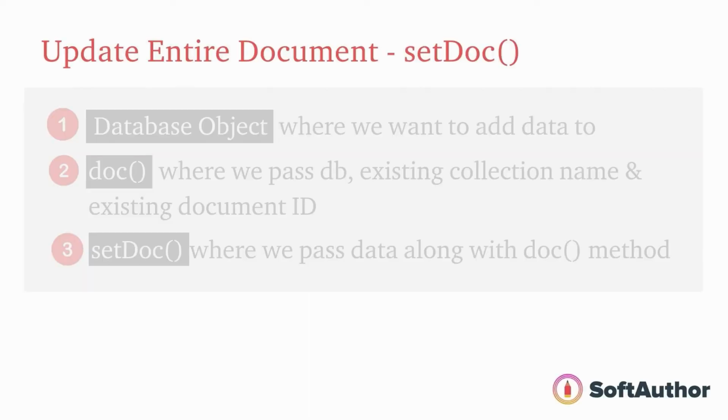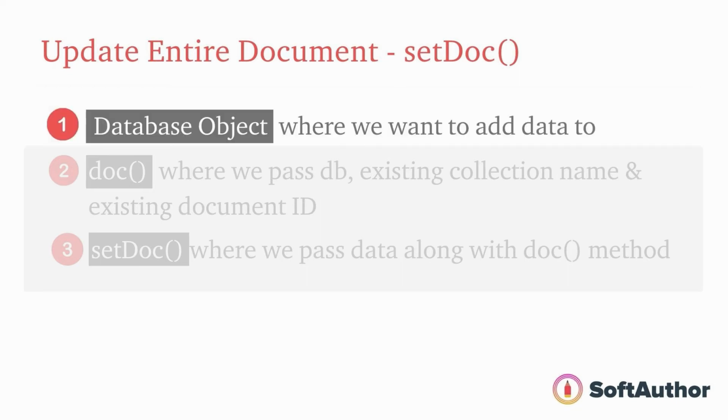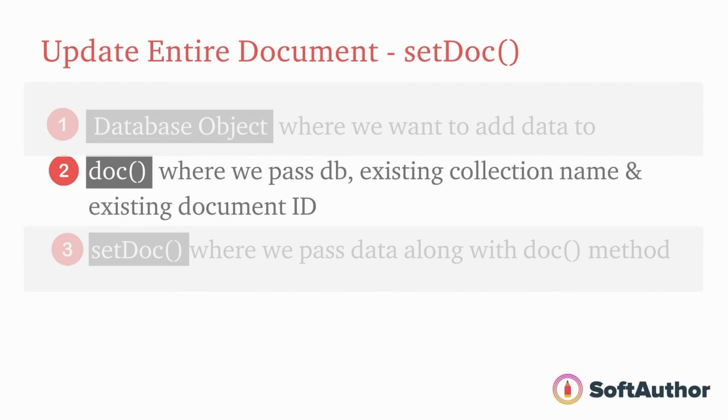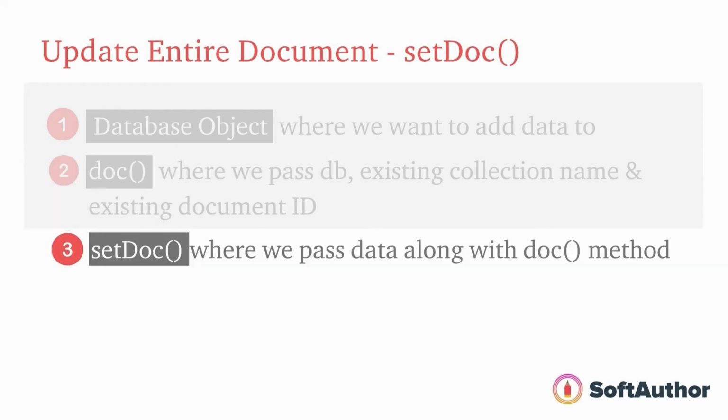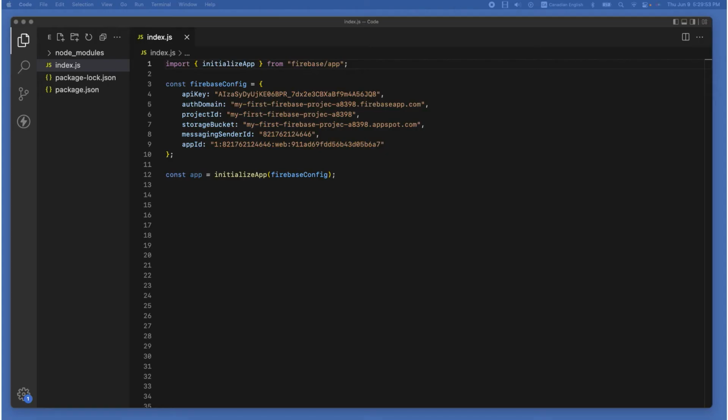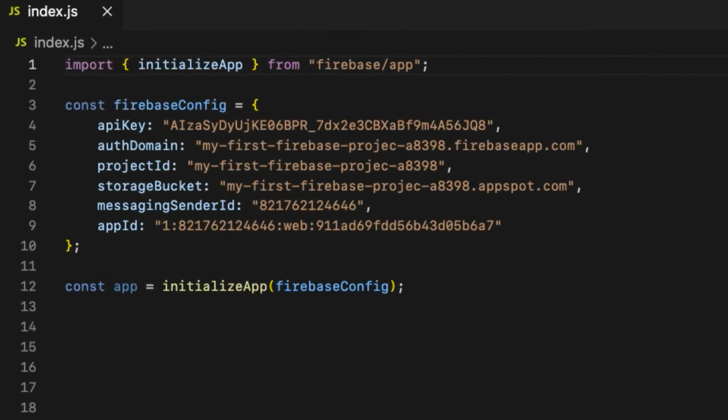In order to update the data entirely using the setDoc method, we need three things: database, where we want to update data to; the doc method, which is where we will be passing the existing collection name that we want to update one of its documents; and the existing document ID that we want to update the fields into. Finally, the setDoc method, which is where we actually pass our data along with the doc method.